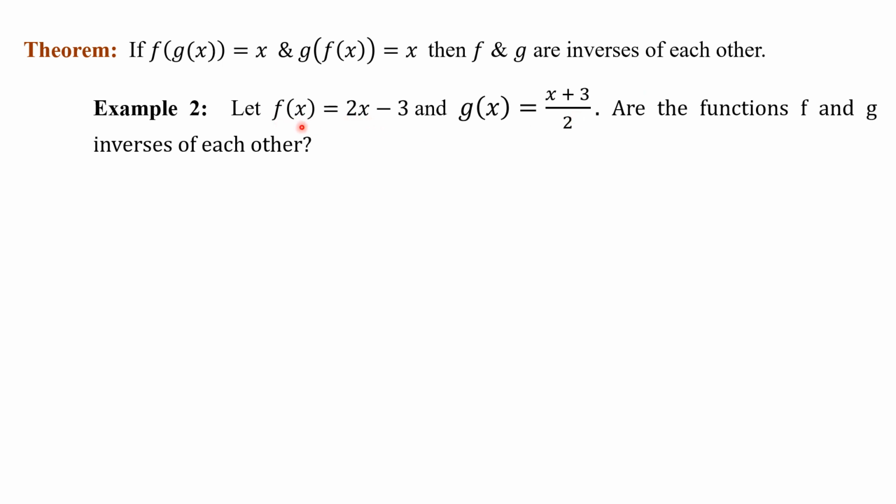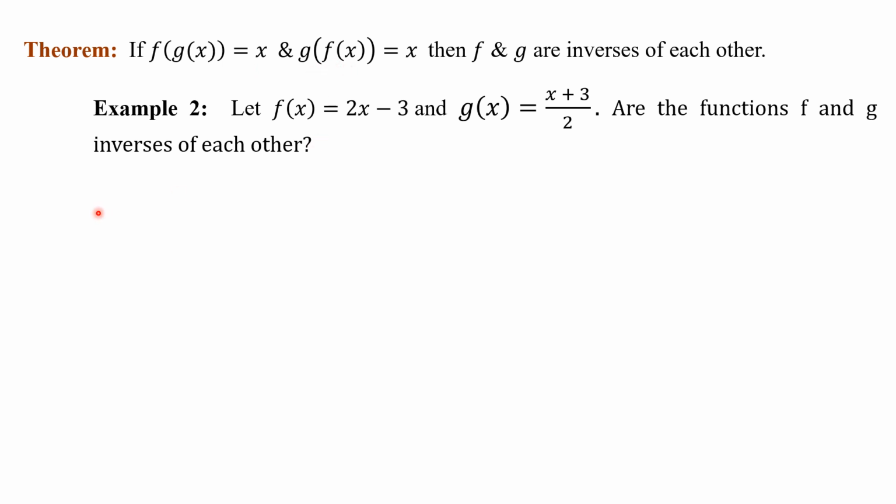Let f be given as 2x minus 3 and g be given as a rational function which is (x plus 3) over 2. The question is, are the functions f and g inverses of each other? So to answer this, we can verify from this theorem because it says here that f and g are inverses of each other if the composition of function f of g is equal to x and composition of function g of f is also equal to x.